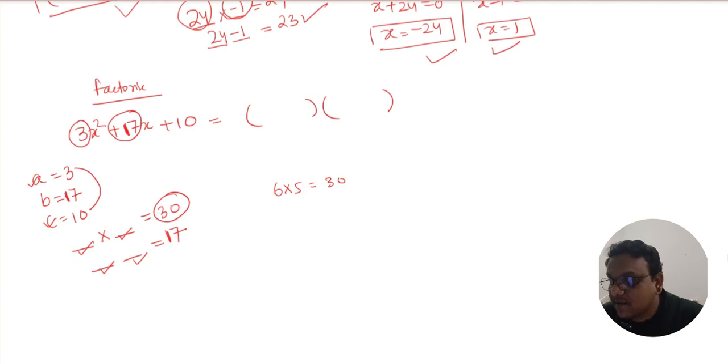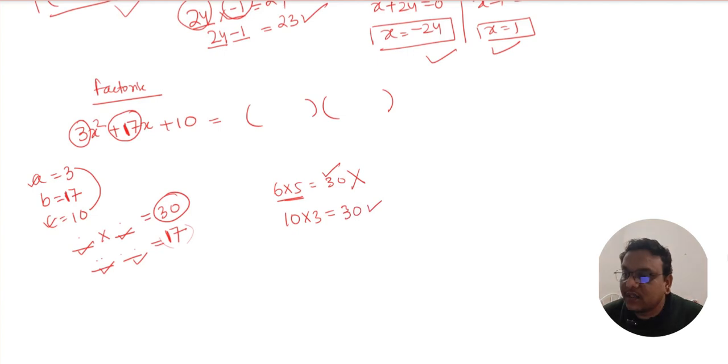So how do we do this? Now somebody will say 6 times 5 equal to 30. But when I put 6 and 5 and add 6 plus 5, are you getting 17? No. So that means this one won't fit in this case. Okay. So for example, somebody will say 10 times 3 equal to 30. I will say yes, 30. But 10 plus 3 equal to 13, I am getting. Do you understand? Got it?